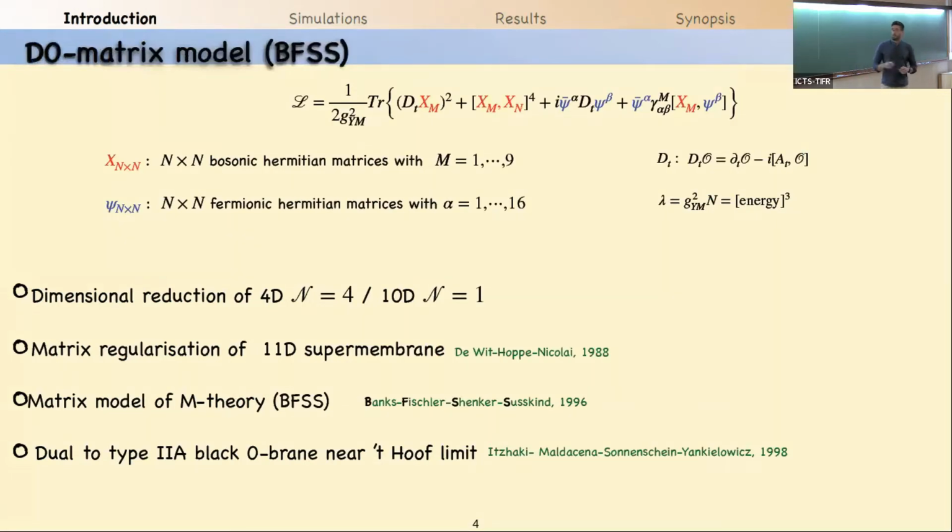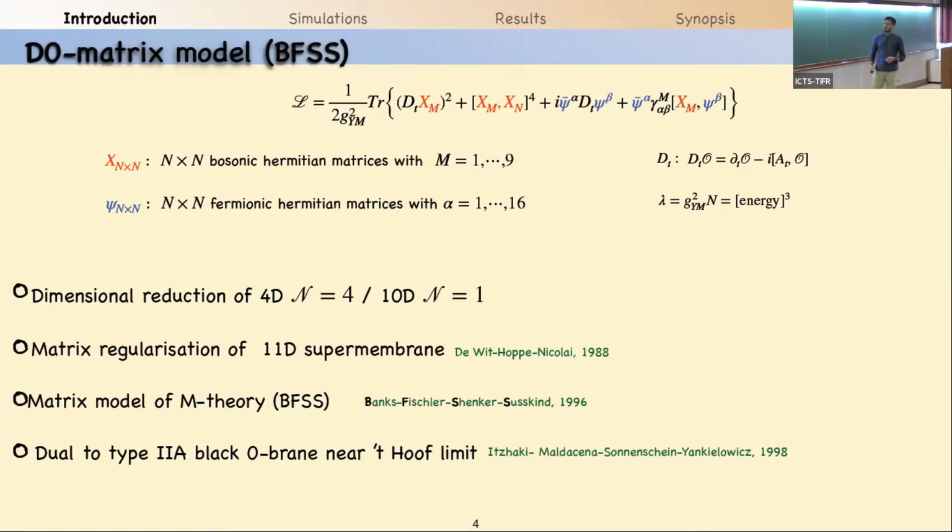So the model I'm interested in is given by this Lagrangian with the fields and the derivatives appearing like this. But the 't Hooft coupling is a dimensionful 't Hooft coupling. It has units of energy cubed, which makes this model not a conformal model.